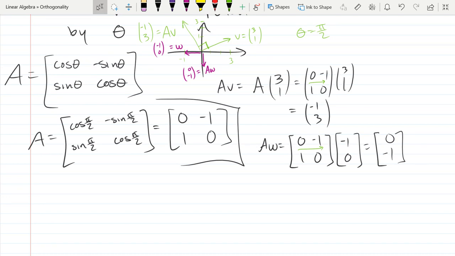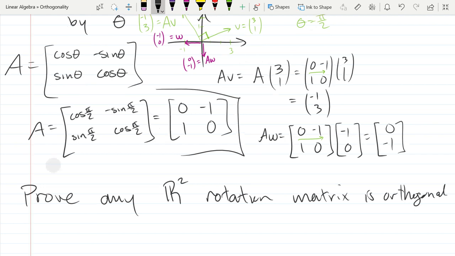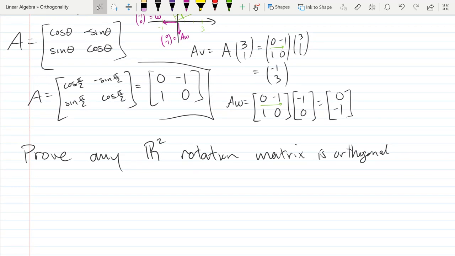So what we're going to do is show that any rotation matrix in R2 is orthogonal. I will put one question on your final that is prove something. I'm not going to put this exact question on it because we're doing it right now, but this would be a reasonable question to put on your final: prove any rotation matrix is orthogonal. All right, so a rotation matrix is the form that's in the upper left corner.